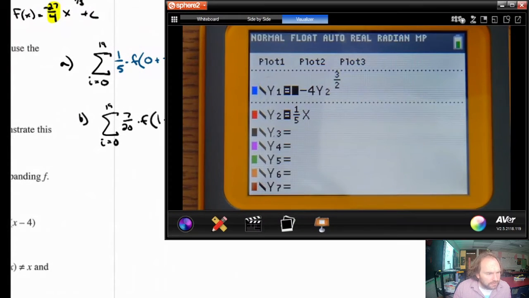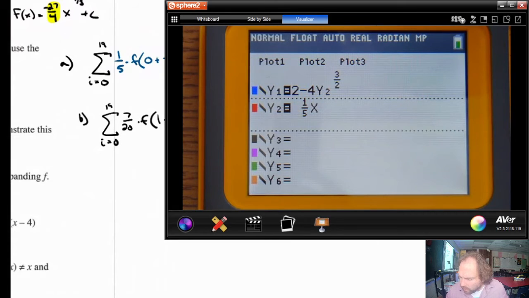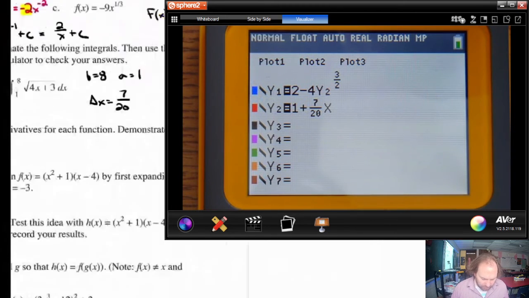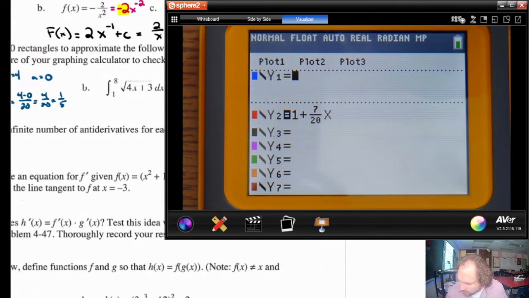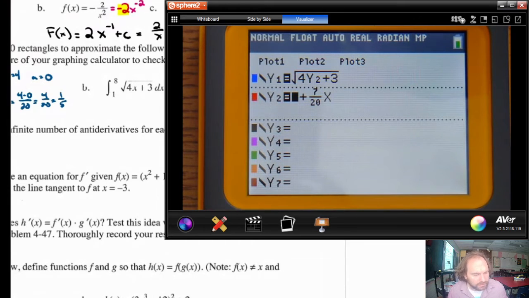Got to change a few things around here this time. First of all, in our y2, we're going to push 1 plus 7 over 20x. That's going to approximate the f of x part we got there. The actual function is the square root of 4x plus 3. And instead of x, I'm going to push alpha f4 and put in y2 there, just like that. So it'll take 4 times whatever this is plus 3 and run it through the calculation.